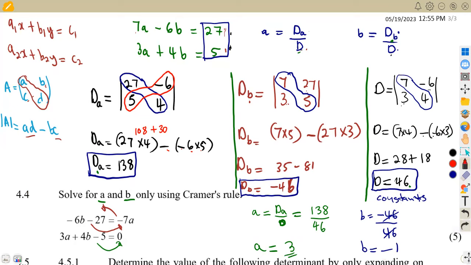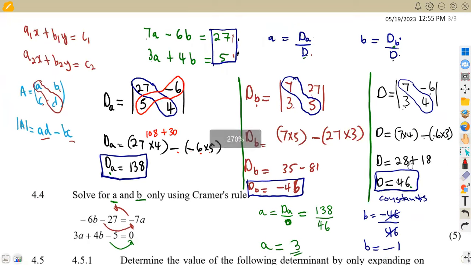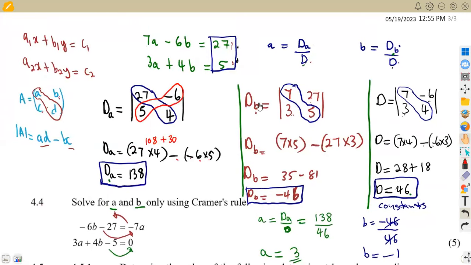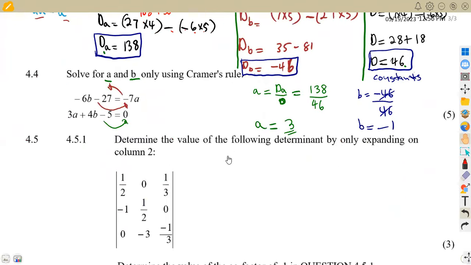So this is how you can use Cramer's rule to solve for the given equations. If you are given two unknown values, then you are working with a 2x2 matrix, which is direct, like what we have. We are going to see another part now, working with three unknown values in the same video, the same class that we are having now.